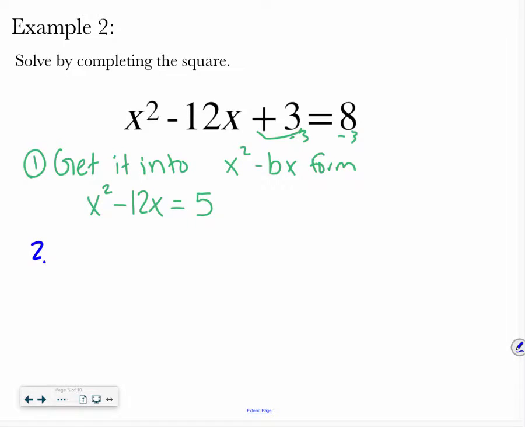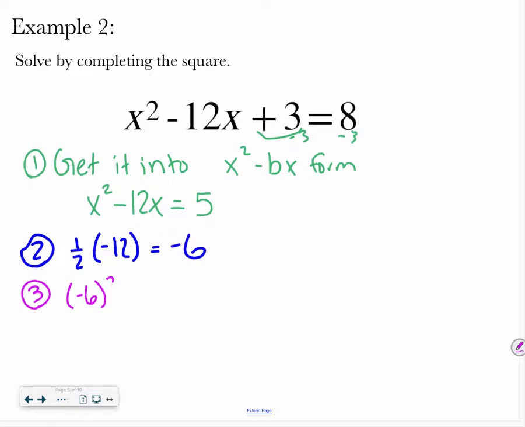My next step is going to be take half of my b term. So 1/2 times my negative 12, which is my negative 6. My third step of squaring that value.